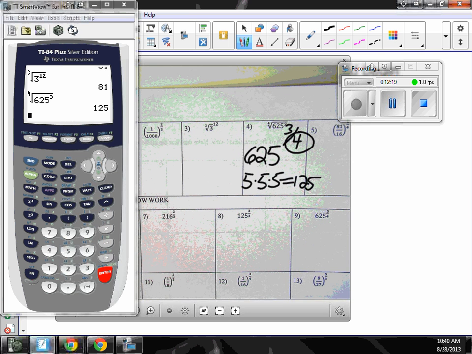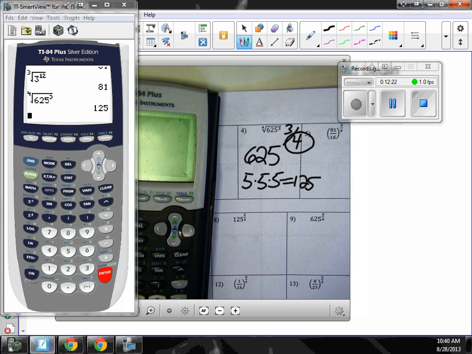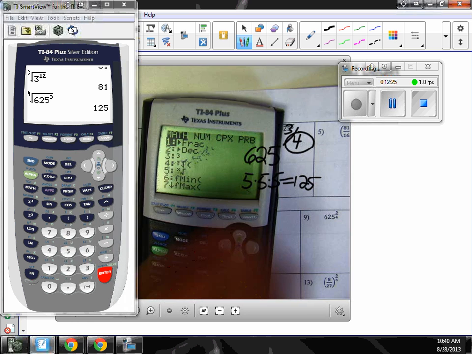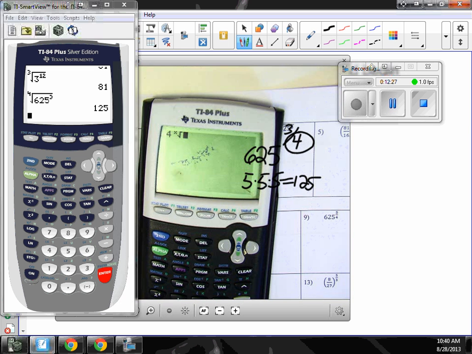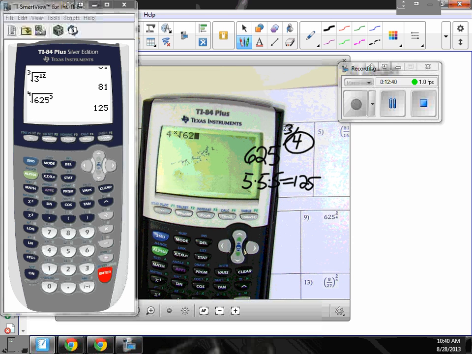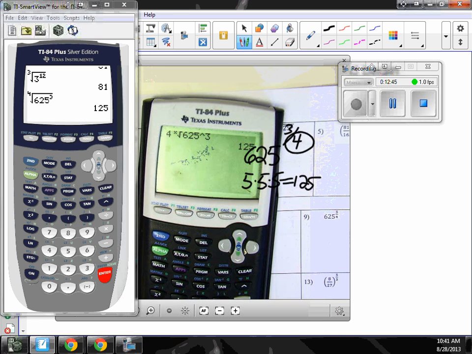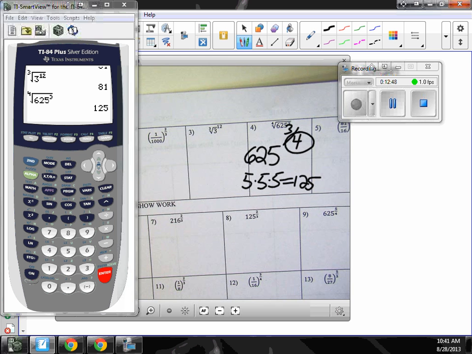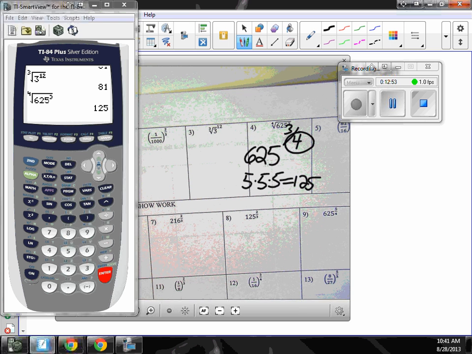Now on these other calculators, if I push 4 math, and I do x root, notice how mine actually puts the 4 inside that little space, and these older calculators don't. So 4 x root, and then we type in 625 raised to the 3rd, and we get 125. And the same should be true of those little calculators. Yeah, 20 bucks to rent one for the whole year. Okay.